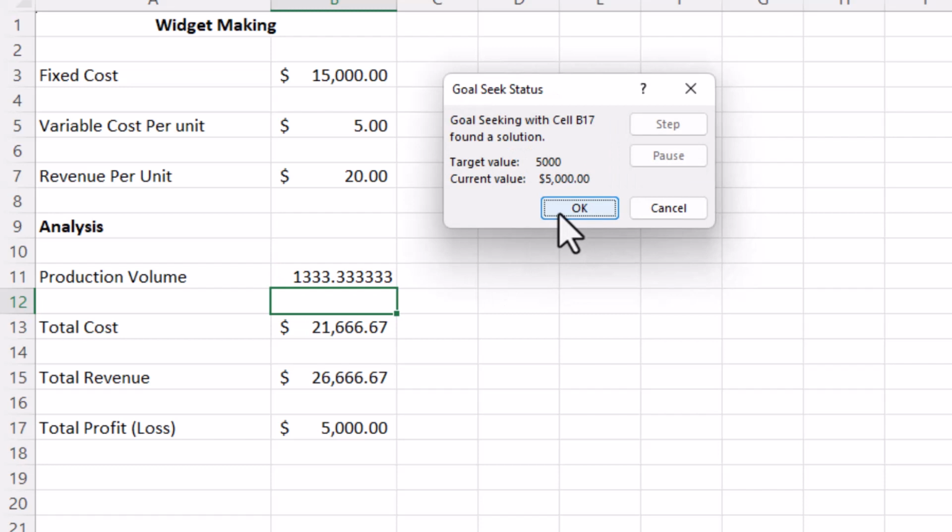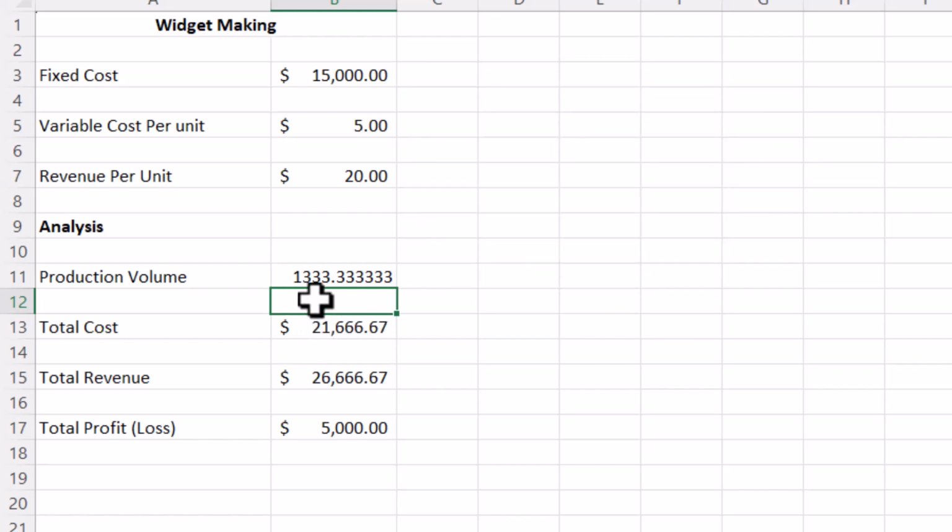and that's going to be 1,333 units. If we produce 1,333 units, we will have a profit of $5,000. And that is how you use the Microsoft goal-seek command to conduct break-even analysis.